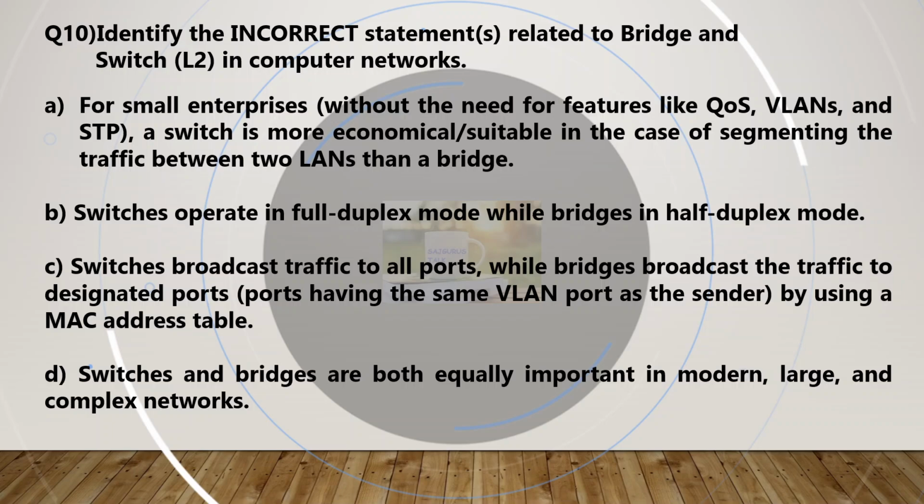Switches use a MAC address table to pass the traffic, so they reduce the floods of broadcast traffic to a great extent by sending it only to the ports having the same VLAN as the sender. Now the incorrect statements are in three options: A, C and D. So which is the correct option? Switches operate in full duplex mode while bridges operate in half duplex mode.